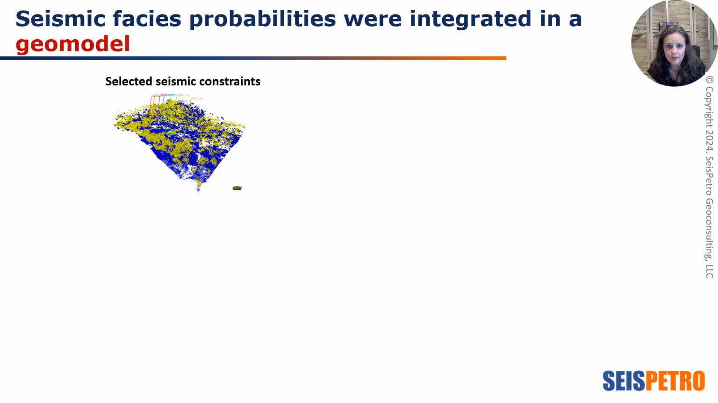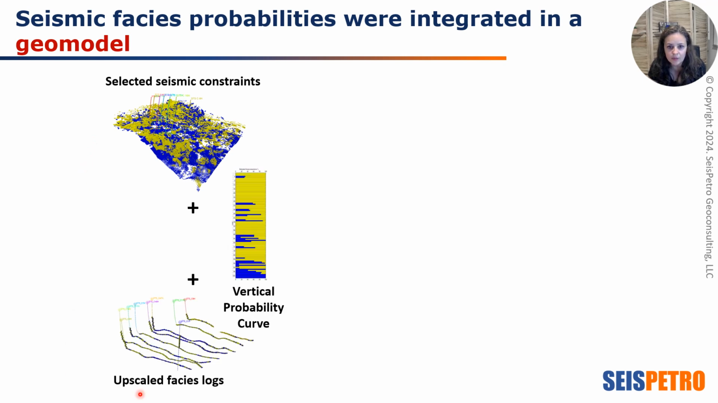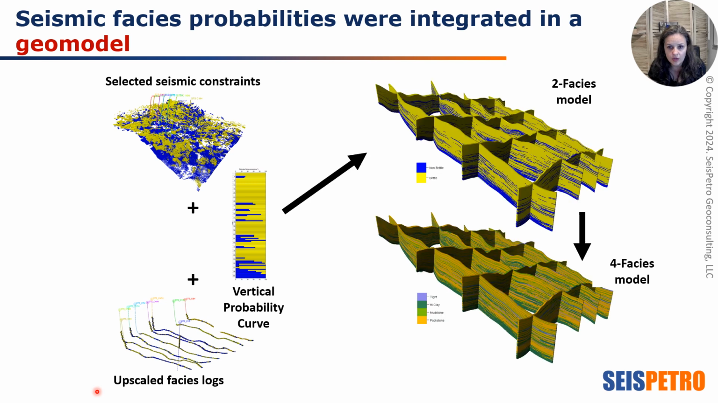So now the facies probability can be incorporated into the geomodeling. There is a selection of the seismic constraints. There is a way to do this, which is again not relevant for the presentation today. But not all the points need to be added. We should only add the points where we have high confidence. We use the hard data from the horizontal wells, and we can calculate also the vertical probability curve to do the geomodeling. In this case, for this example, we did the two facies model that allows us to then create a four facies model in more detail.